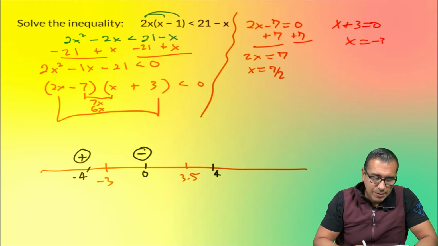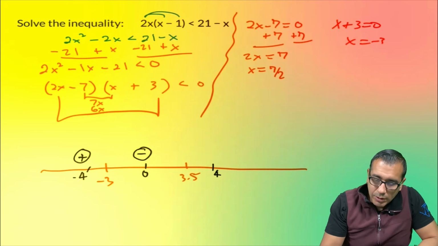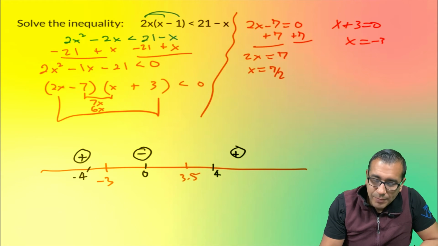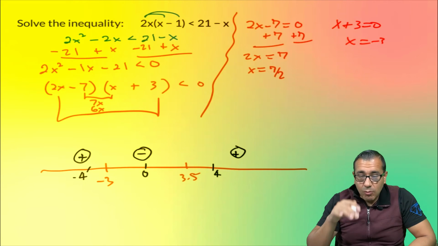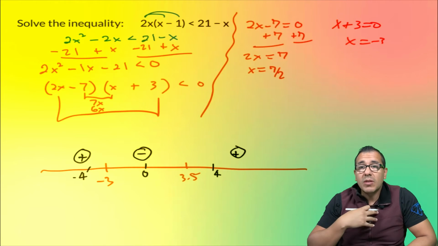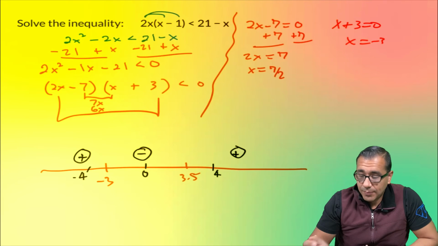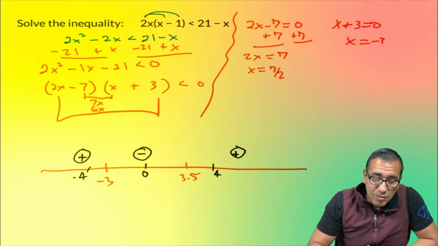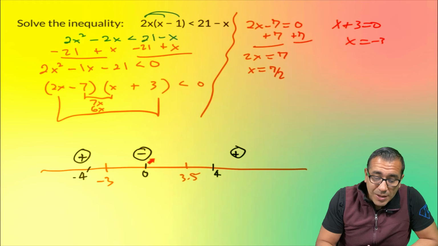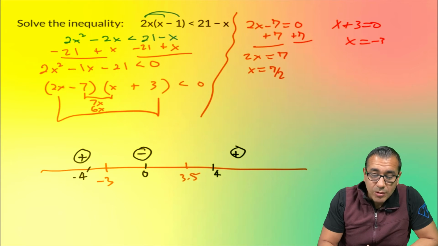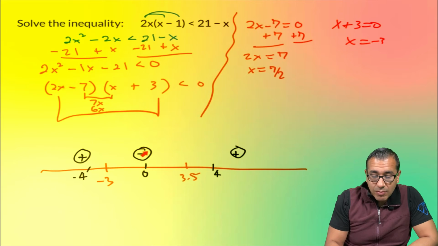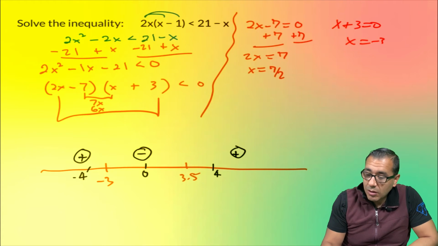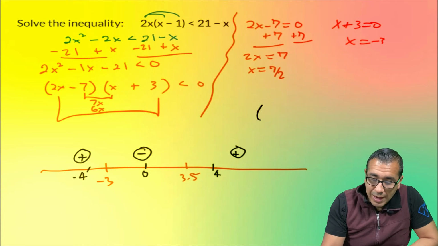And so you're left with a +7. All we care about is that it's positive, right? So again, at the end, what you do is you look at which regions you were interested in. In this case, I was interested in the region that gave me something below 0, so this negative region. So your solution is that region right there. It's from -3 to 7/2. So our answer is from -3 to 7/2.